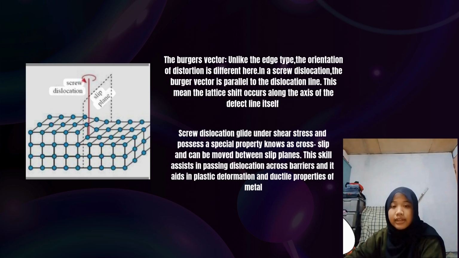Screw dislocations glide under shear stress and possess a special property known as cross-slip, and can be moved between slip planes. This skill assists in passing dislocation cross barriers, and it aids in plastic deformation and ductile properties of metal.